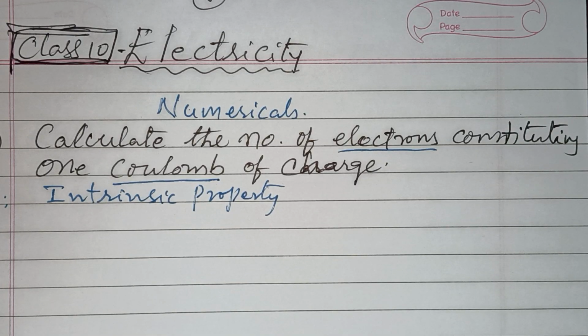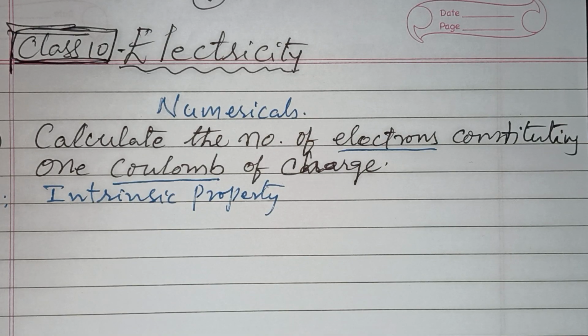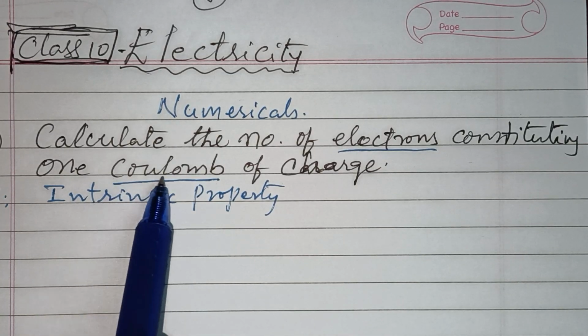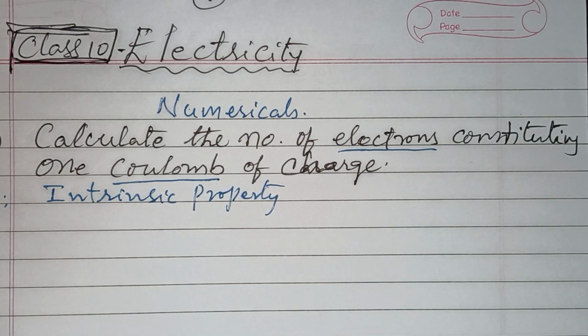Now first, let us see what a charge is. Charge, as we already know, is an intrinsic property of a material. There is a negative charge and a positive charge, that we all know. That charge is present in every material, irrespective of whether it is a conductor or insulator, whatever it is. This charge is measured in terms of coulombs. Coulomb is the SI unit of charge.